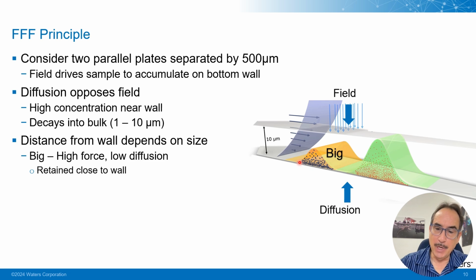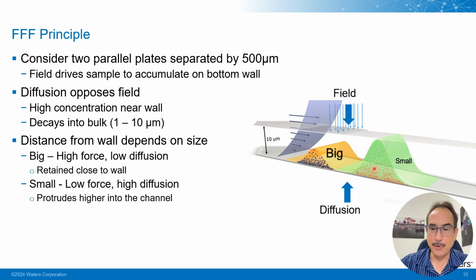And so you end up with a high concentration that decays quite rapidly in the bulk, so the exponential decay constant is quite small. Now, if you do the same type of analysis for the small molecules, well, the field pushing down on them is going to be small, and the diffusive flux will be large. And so you'll still get a high concentration near the surface of the membrane, but the exponential decay into the bulk will go much further. So on average, the small particles will sit higher up in the channel than the big ones.